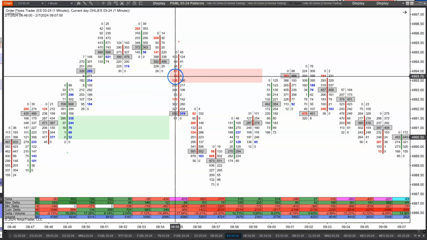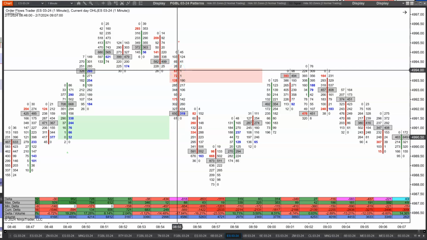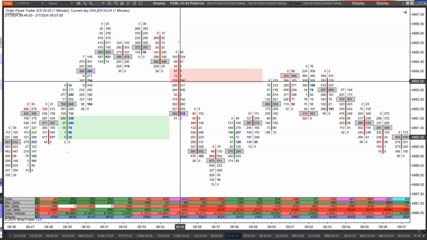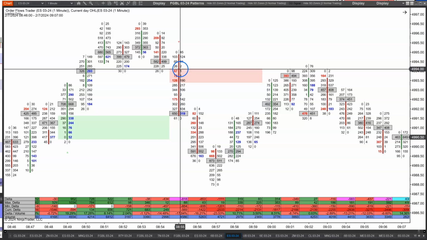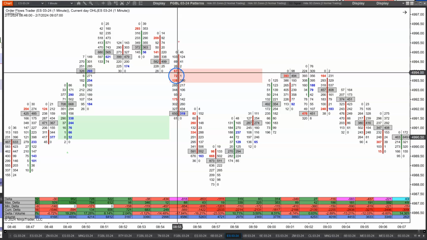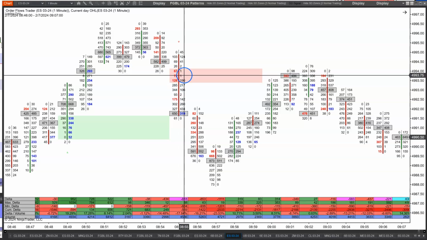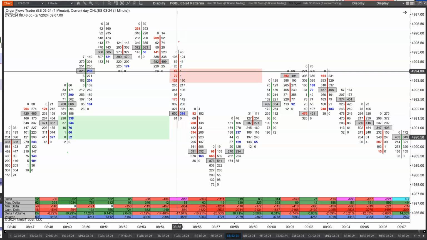Okay, we got a stack selling imbalance. Now, the volumes involved in the selling imbalance, even though it's a stack selling imbalance, what are the volumes? 67 against 2, 72 against 1, 128 against 1. Okay, it is technically a stack selling imbalance because it's 3 imbalances stacked neatly on top of each other.